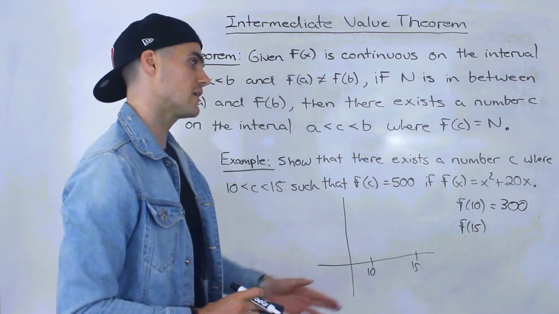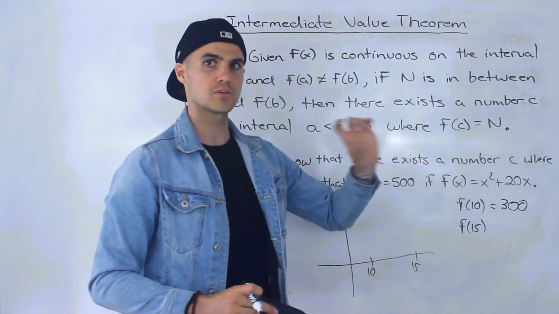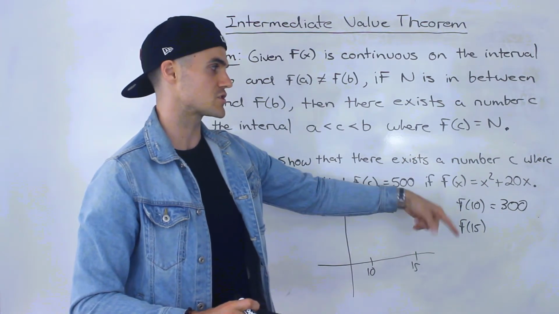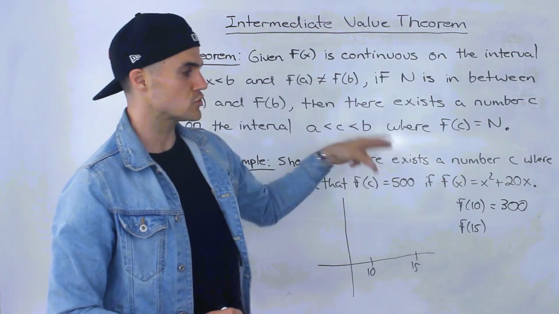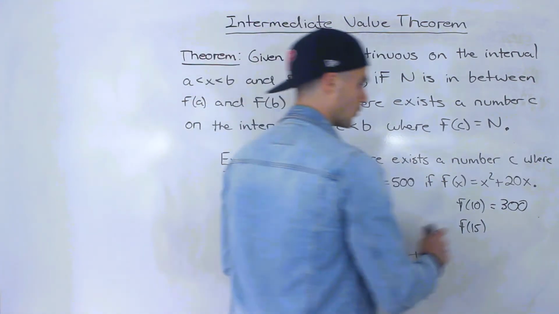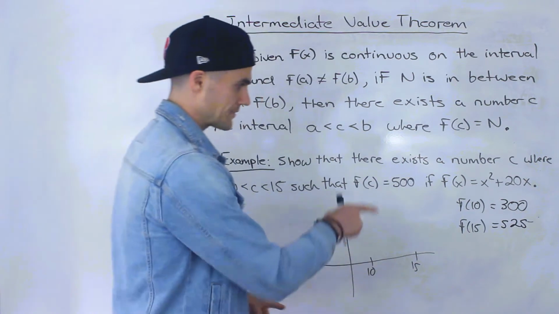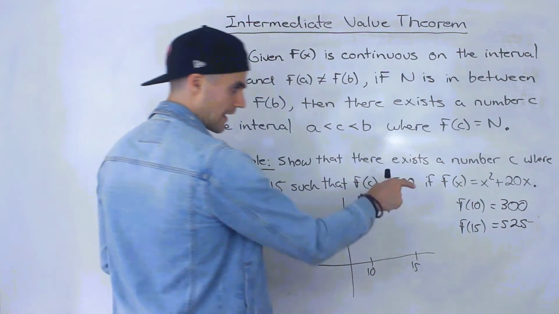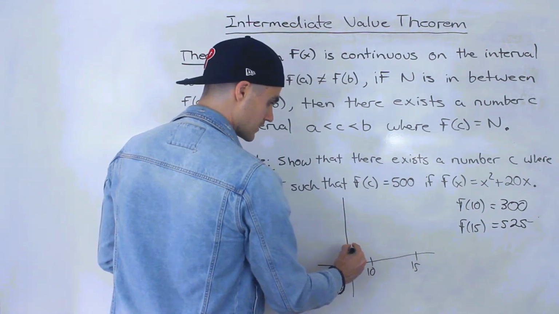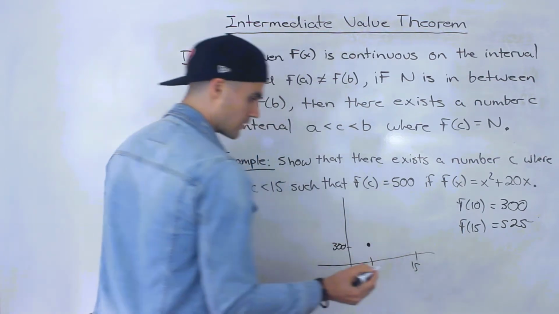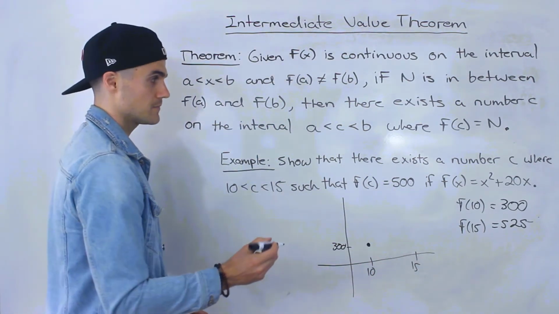And if we plug in 15, we'll have 15 squared, which is 225, plus 20 times 15, which is 300. So we'll have 225 plus 300, which gives us 525. And so if we label that, f of 10 is 300. So let's label that down here. We got that coordinate for this function.